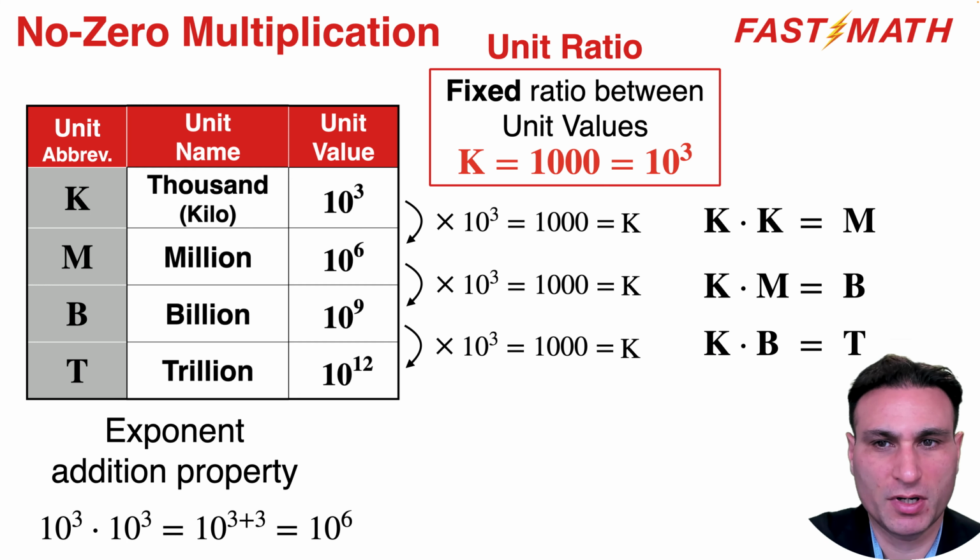Essentially, because the exponent increases by 3 with each larger unit, the value of each unit is 10 to the third, or 1,000, or K times the prior unit value. Equivalently, 1,000 or 10 to the third times a unit gives you the next larger unit.